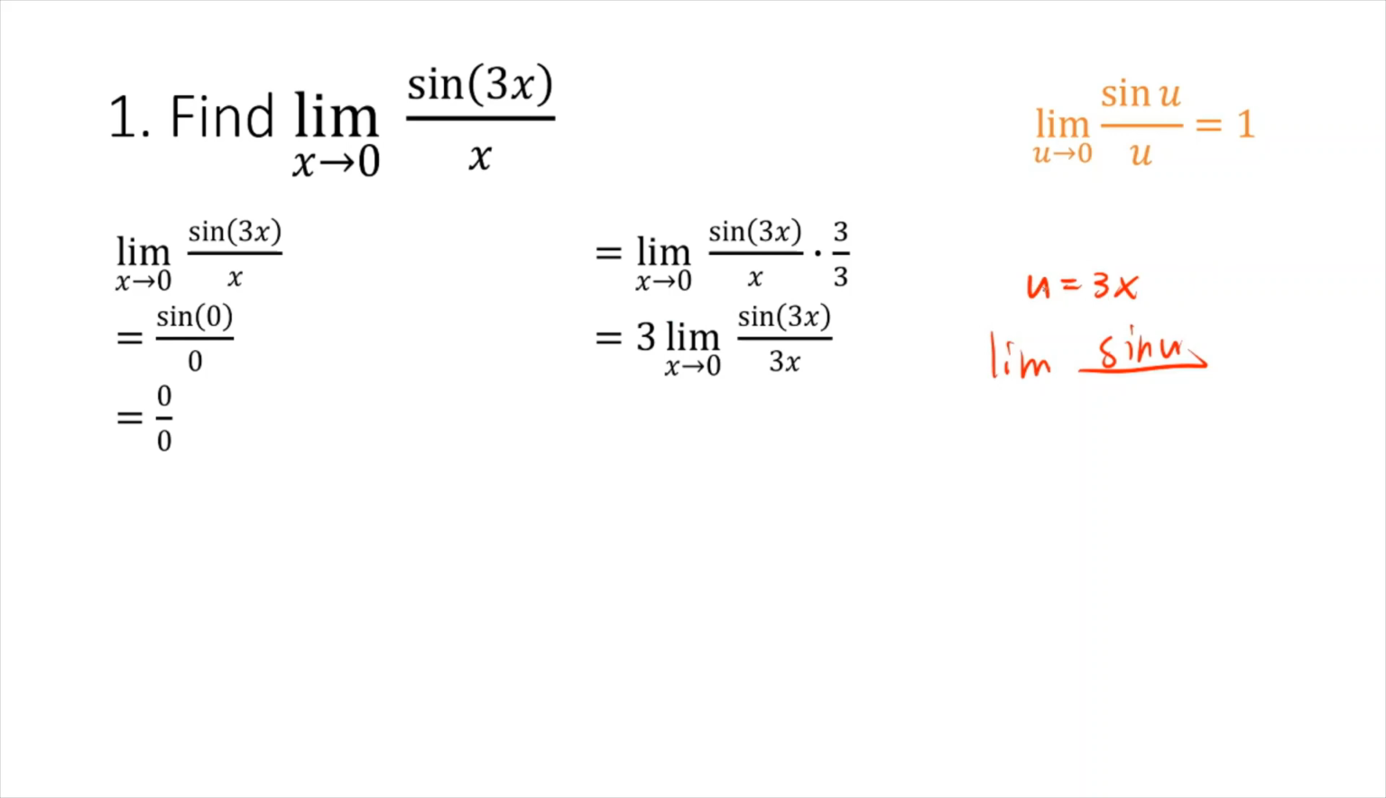Because 3x is u, and then divided by u, again because 3x is u. Now since u is 3x, if x is 0, then u is also 0. Therefore, u will approach 0, and so it satisfies the special trigo limit theorem. If that's the case, then this is equivalent to 1. So we have 3 times 1, and so the limit is equal to 3.